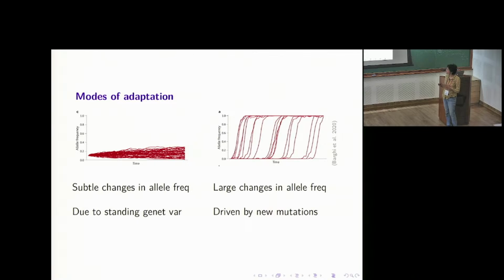Okay, so just to summarize what you have already learned, there are these two modes of adaptation. One in which we have subtle changes in allele frequency, driven by the standing genetic variation, the variation which is already there in the population. The other limit, the extreme, is the one in which you have large rapid changes in the allele frequency, that's the sweeps, and this is driven by new mutations which arise and sweep through the population. So these are the limiting cases, and of course, in general, you will have a mixture of these things, right?